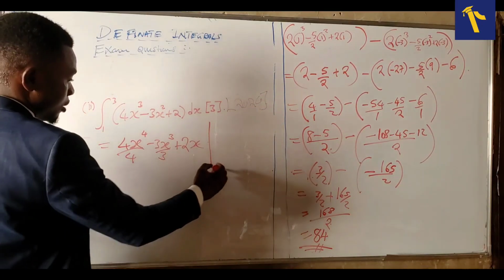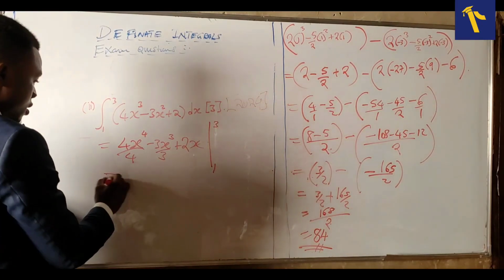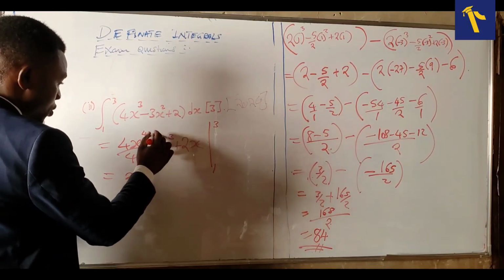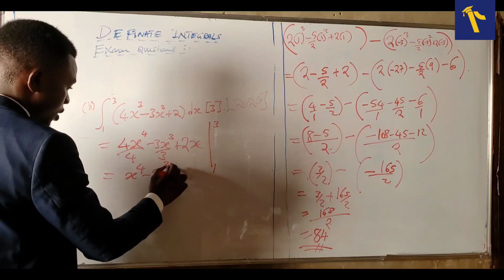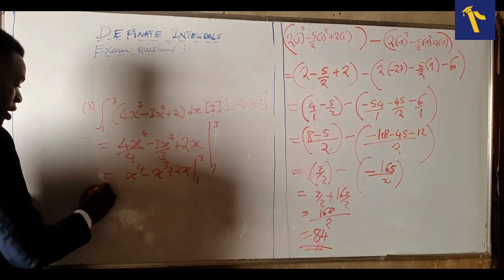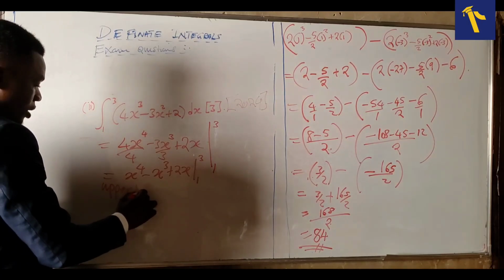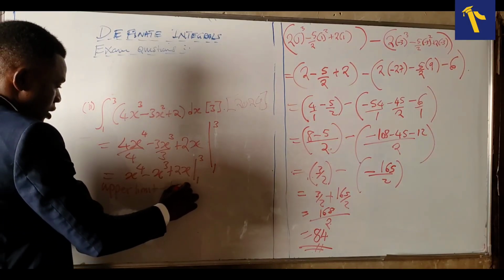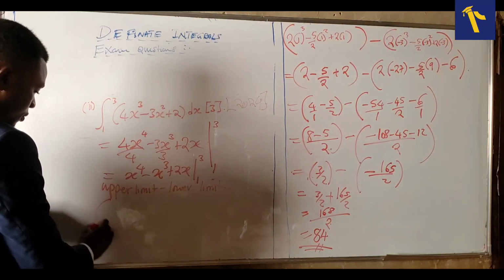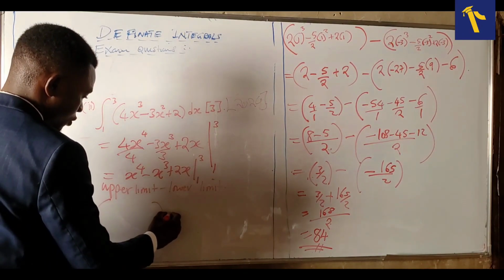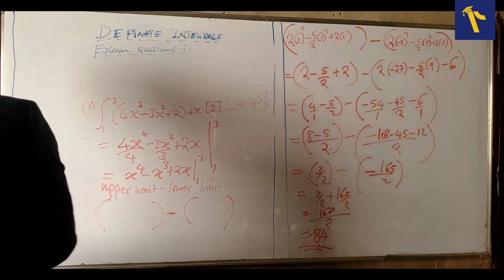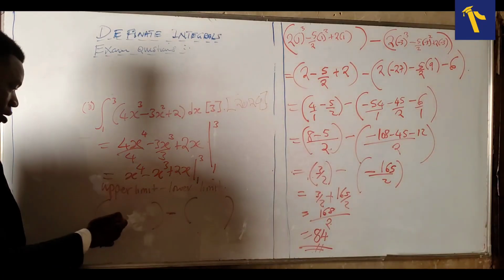We can write down the limits. We have 1 up to 3. 4 in there, we are going to have x raised to the power 4 minus 3 into 3, this we are going to write as x to the power 3 plus 2x, 1 up to 3. Remember the formula? Upper limit minus the lower limit, like that. Therefore, minus. Don't forget the minus. Okay. Great. So now we can substitute.